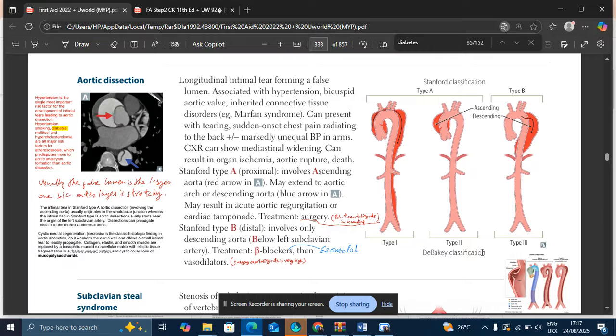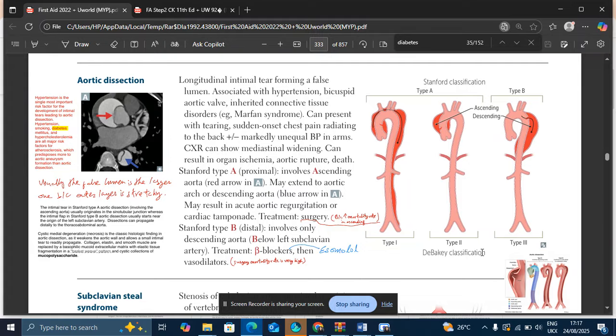Now, what are the risk factors of aortic dissection? What are the conditions that increase the risk of patients having aortic dissection? Always remember, the single most important risk factor is hypertension. They have asked this question. I have seen this question. The single most important risk factor for patients with aortic dissection is hypertension. There are other risk factors, but always remember hypertension.